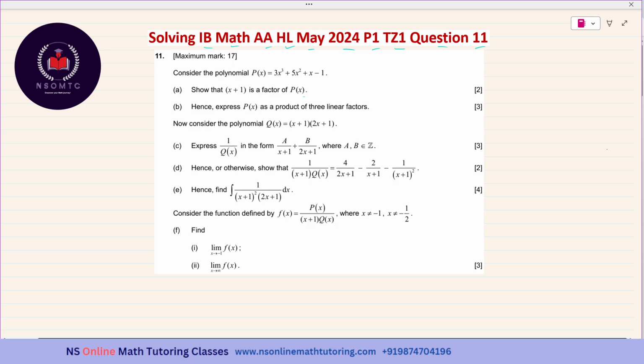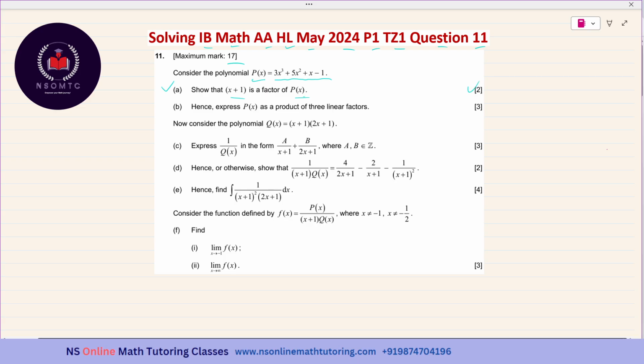So without any further delay, let us start answering question number 11. The maximum mark is 17. It says consider the polynomial p of x equal to 3x cubed plus 5x squared plus x minus 1. So part A's question is show that x plus 1 is a factor of p of x. It is containing 2 marks.